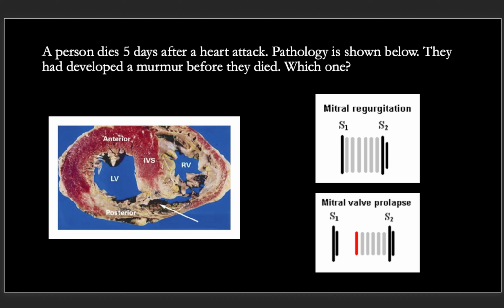So a person dies 5 days after a heart attack. The pathology, when they do the autopsy, they take a slice of the heart and this is what they find. And so we have the interventricular septum and then some necrosis and thinning of the tissue between the two ventricles. And so when we have that, would they have murmur A or murmur B? I'll let you think about that. And the answer is going to be a hollow systolic murmur. And again, this is interventricular septal rupture.